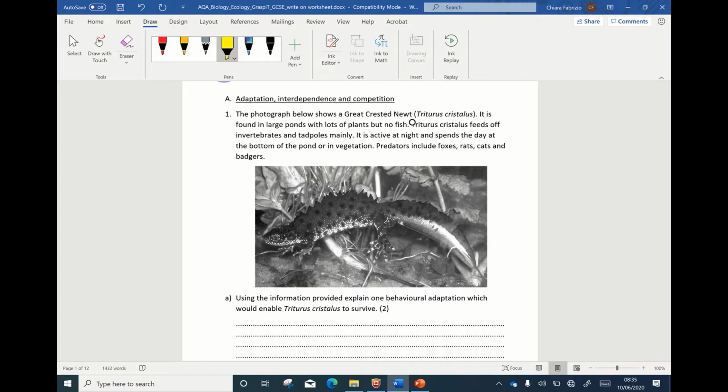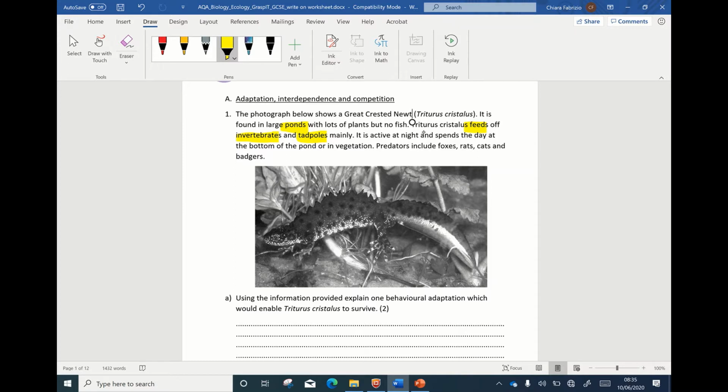And the first question is saying, the photograph below shows the great crested newt, also called Triturus cristatus. It is found in large ponds with lots of plants but no fish. So it lives in a pond. I'm just going to highlight that. It feeds on invertebrates and tadpoles mainly. So I'm going to highlight that because it's important to know.